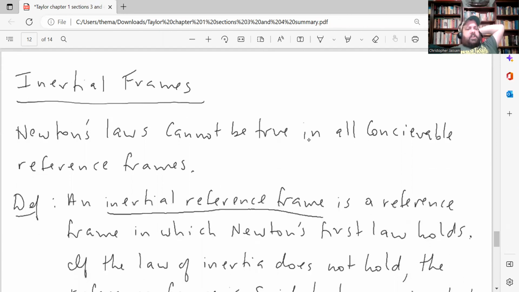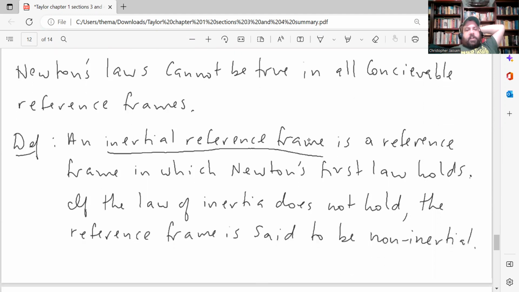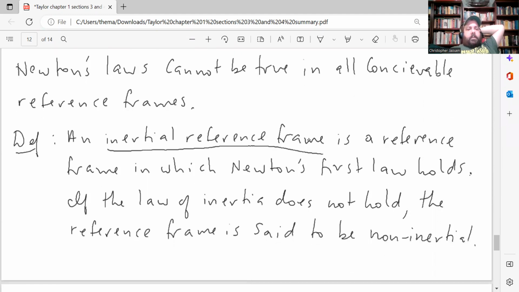Okay, and the last thing he talks about is inertial frames. The reason we need to know about this is that Newton's laws cannot be true in all conceivable reference frames. He gives some examples of situations where that doesn't happen. And here's the definition: an inertial reference frame is a reference frame in which Newton's first law holds. And if the law of inertia, which is Newton's first law, does not hold, then we say that the reference frame is non-inertial. And this should be underlined here.